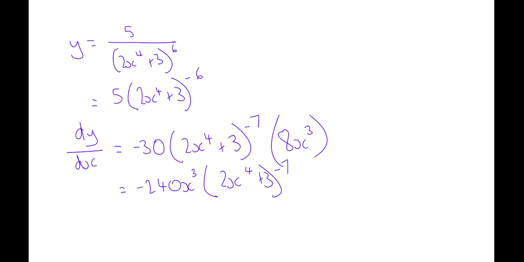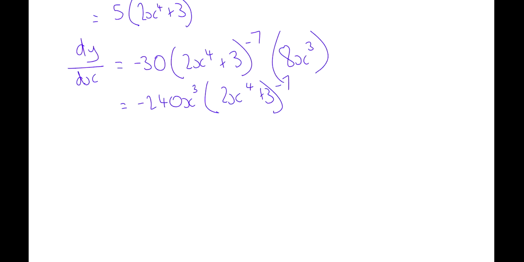Make it into a fraction so it goes on the bottom of the fraction. Negative 240x cubed, and then 2x to the 4 plus 3, all to the power of 7. I'll show you not nice in a minute.